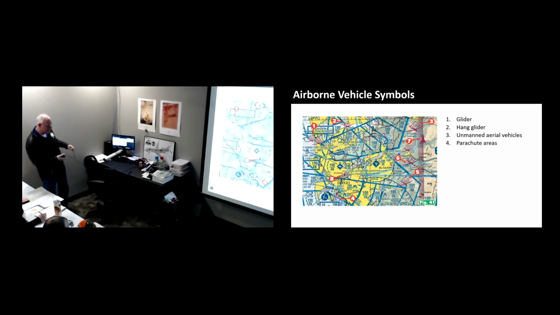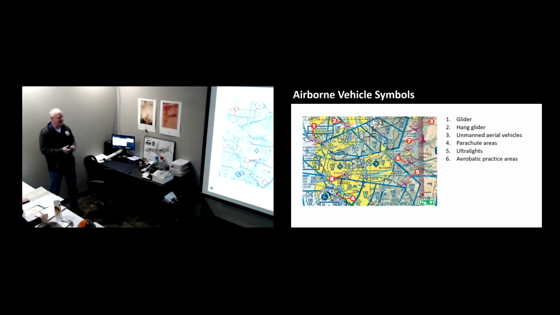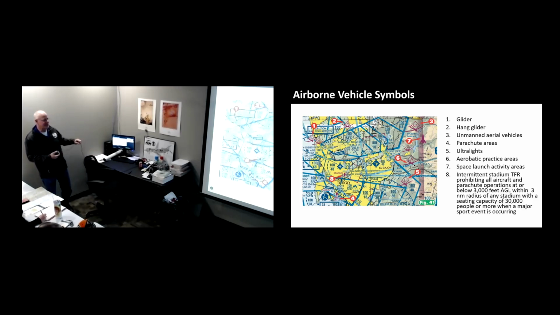Okay, where is number four? Down at the very bottom. It's just a parachute symbol. Number five, ultralights, same symbol, just a U. Aerobatic practice areas, number 6 with an A. 7, space launch activities, top right. Oh, it's a little different. We got a rocket there. So if you see a rocket, you know there's probably some volume of space activity in that area. You would see that probably down around Wallops Island, Eastern Shore.